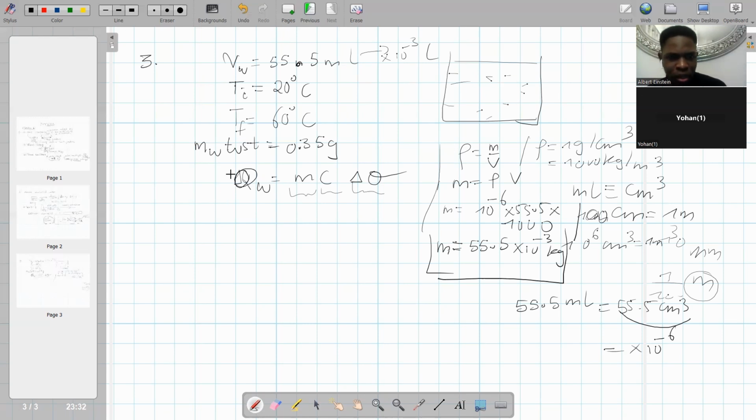So we can say the quantity of heat gained by the water will be this mass, 55.5 times 10 raised to the negative 3, times the specific heat capacity of water, 4,200 joules per kilogram per Kelvin, times the temperature change, 40. So we can get the quantity of heat gained by the water. Can you calculate this if you have a calculator? You know the specific heat capacity of water? Yes, it's 4,200. It's a constant.